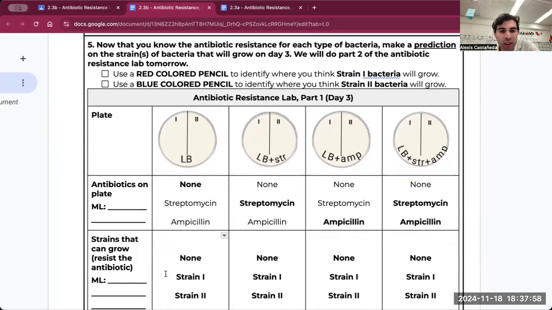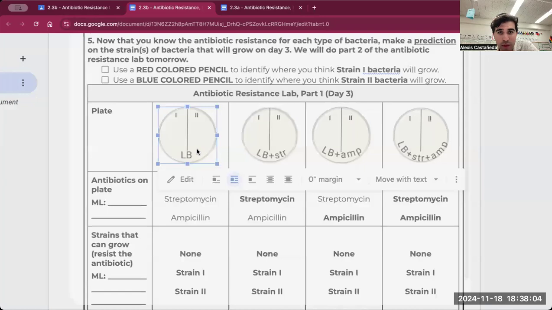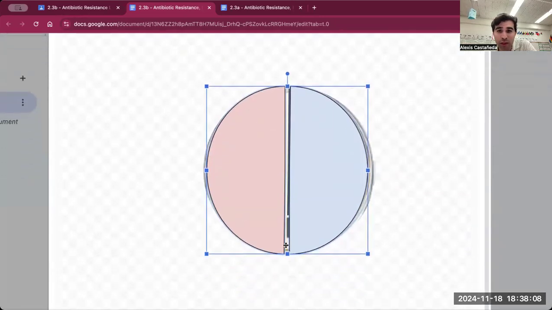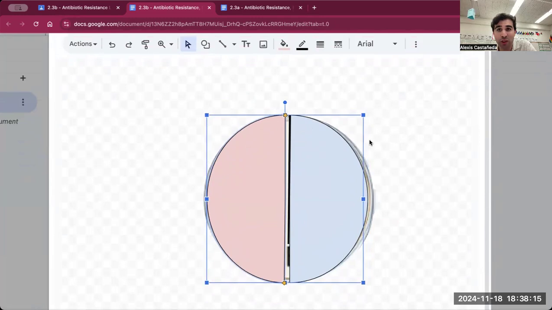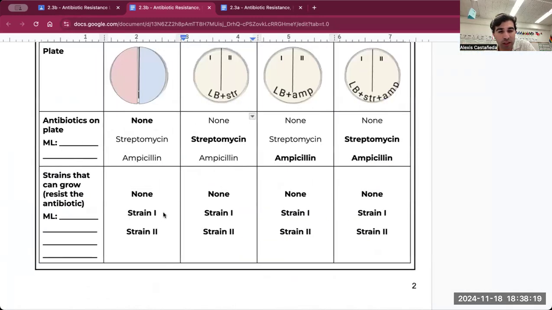So what are the strains that can grow on this plate? On this first one, there's no antibiotic, so both strains should be able to grow. There should be no problem for either of them. There's no antibiotic there to prevent them from growing, so they should be fine. So I should see growth of both strain 1 and strain 2. I'm going to make strain 1 again the red and strain 2 the blue. So the strains that are going to grow are both strain 1 and strain 2. There's no antibiotic there.